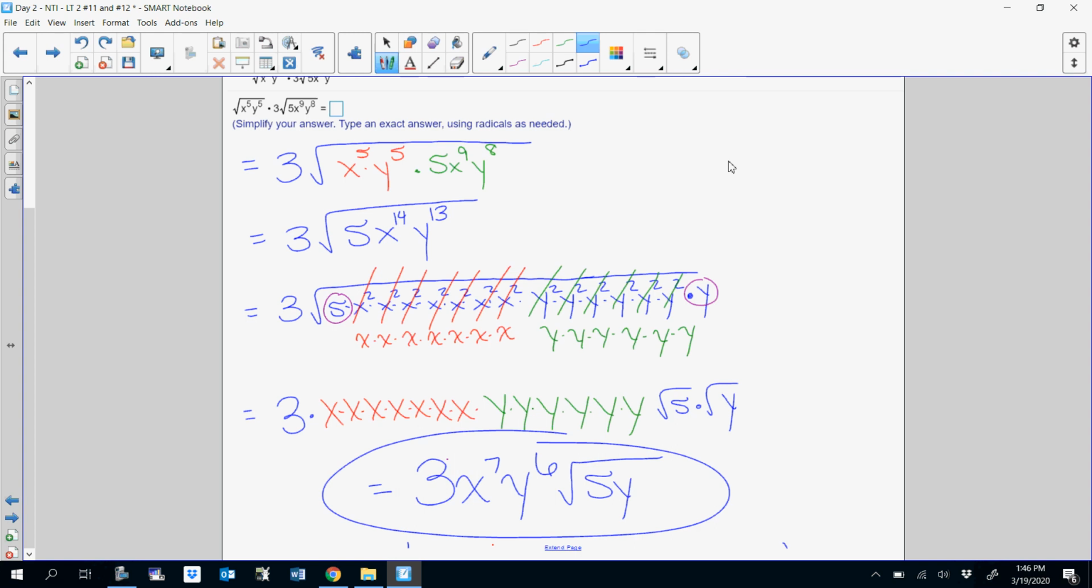So final answer, without any absolute values or anything, because we're not talking about those this year, would be 3x to the 7th, y to the 6th, square root of 5y. Hope that helps.